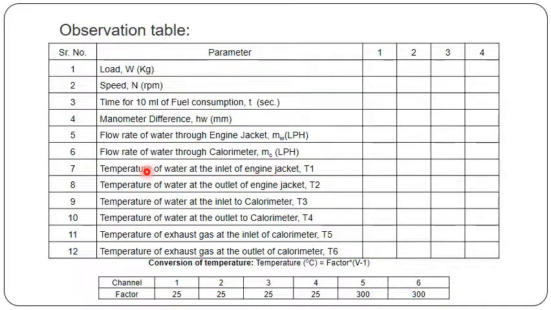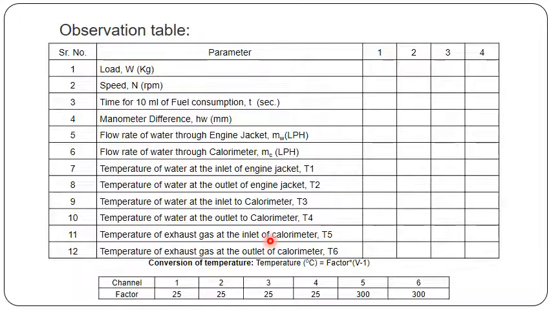Then in order to draw a heat balance sheet, we are measuring some other things like flow rate of the water through the engine jacket, flow rate of water through the exhaust gas calorimeter, and we are measuring the temperatures of water and exhaust gases at the inlet and outlet of each of the devices, like the water temperature at the inlet of the engine jacket, water temperature at the outlet of the engine jacket, then temperature of water at the inlet of the exhaust gas calorimeter, outlet of the exhaust gas calorimeter, and we are using proper notations for that.